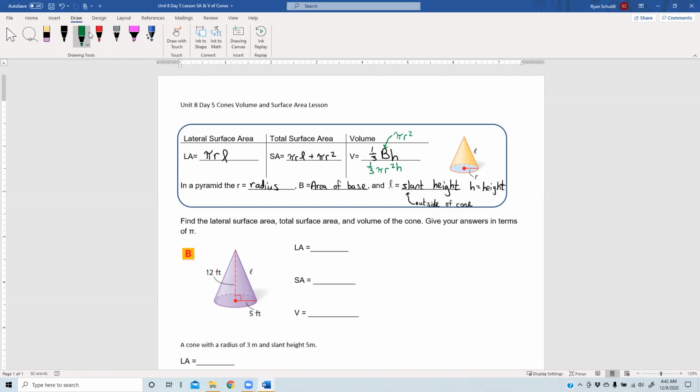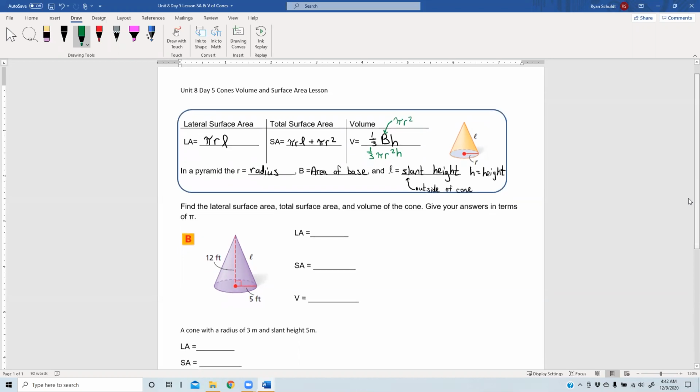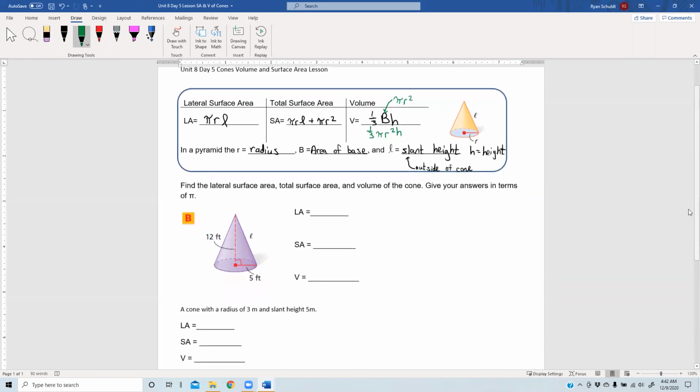Okay, so now for our examples. Main things we're going to need are R, L, and H. Those are the three things we want to identify. R, L, and H.